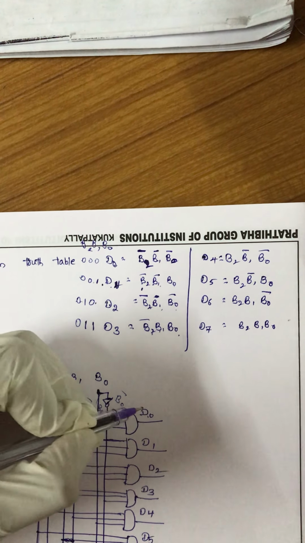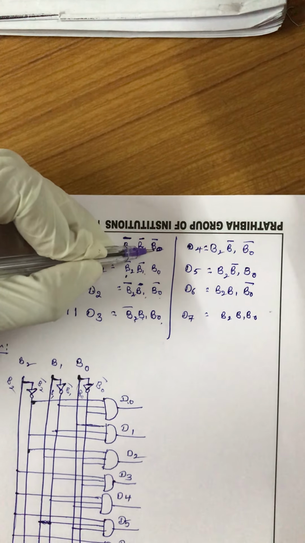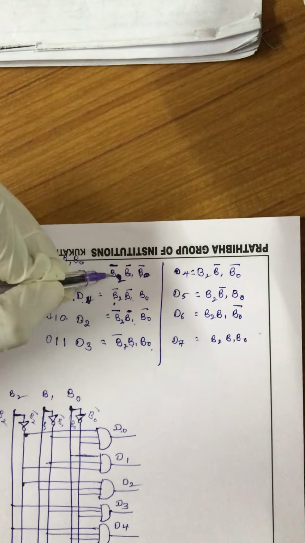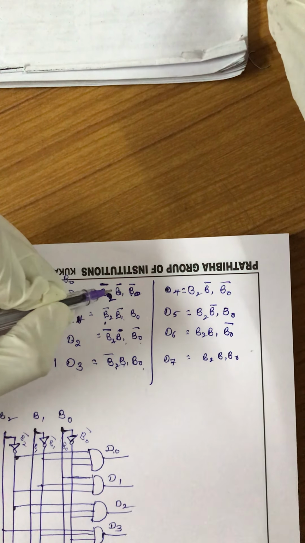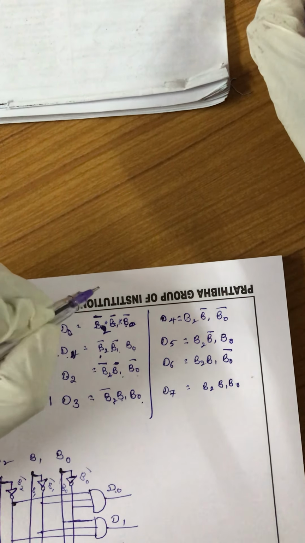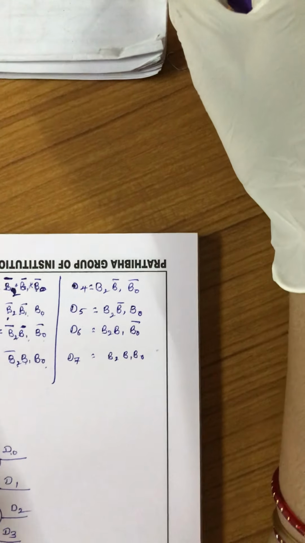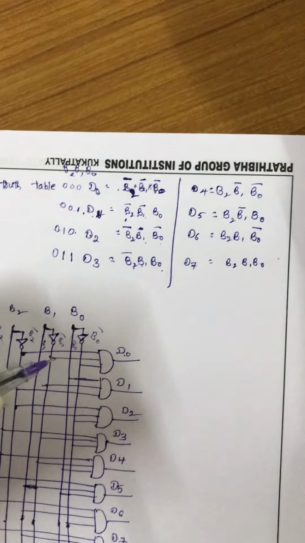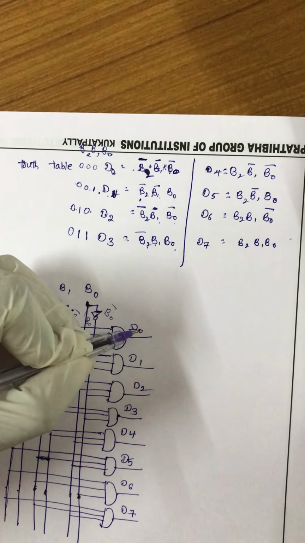First, D0. We know that D0 equals B2 bar, B1 bar, B0 bar. So the three different inputs are combined by using an AND gate, because each and every input is combined in dot or product format. So the three inputs are connected to an AND gate. First B2 bar, B1 bar, B0 bar are connected to the AND gate, so one output, that is D0.